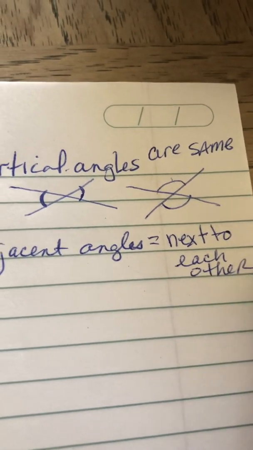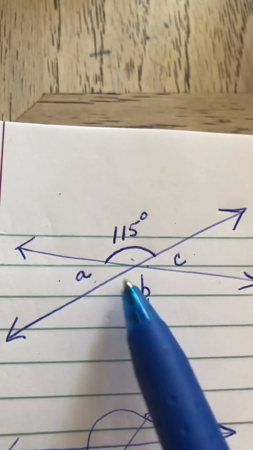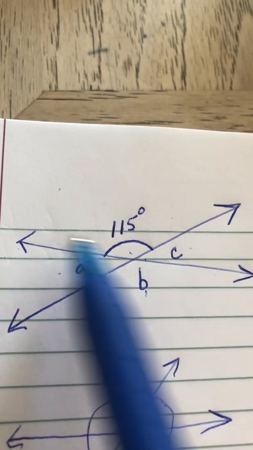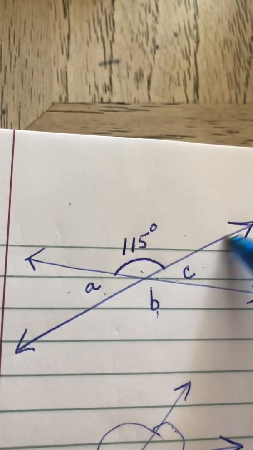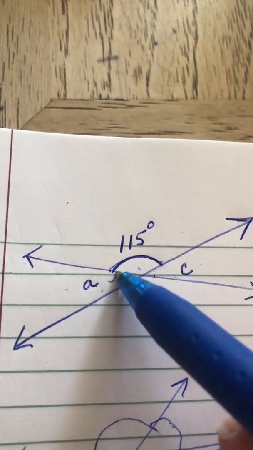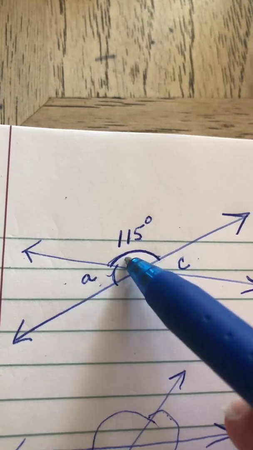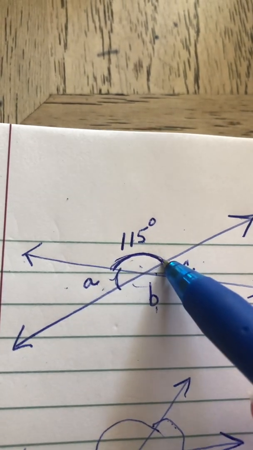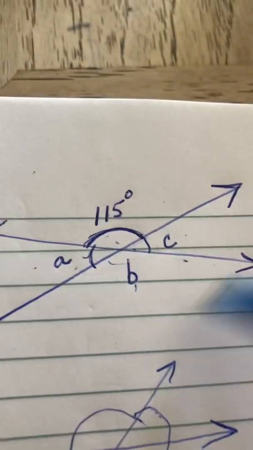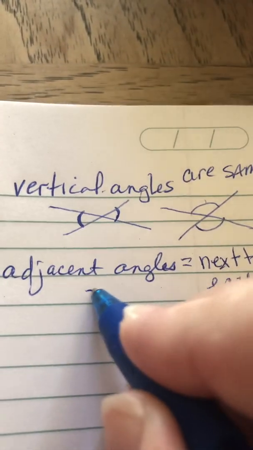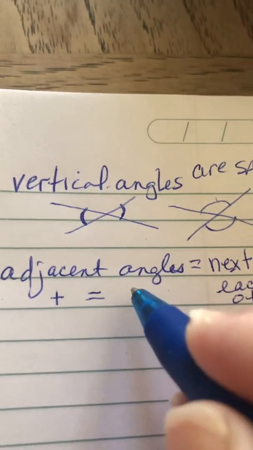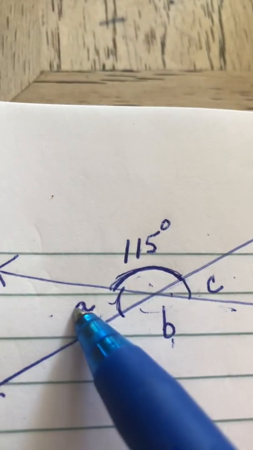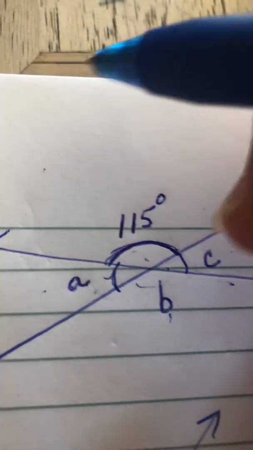Now, as long as they form these angles, as long as they together are next to each other and they form a straight line, notice how this one together with this one forms a straight line, or this straight line is formed by this 115 and then the A, those two together. Of course, B and C together form a straight line. This one and C form this other straight line. So as long as you can do that, we know that adjacent angles together, if you add them, they equal 180 degrees.